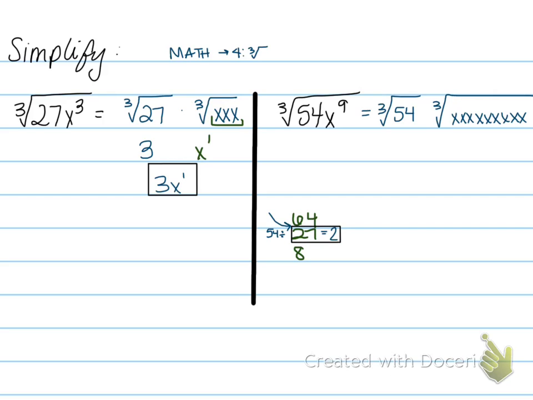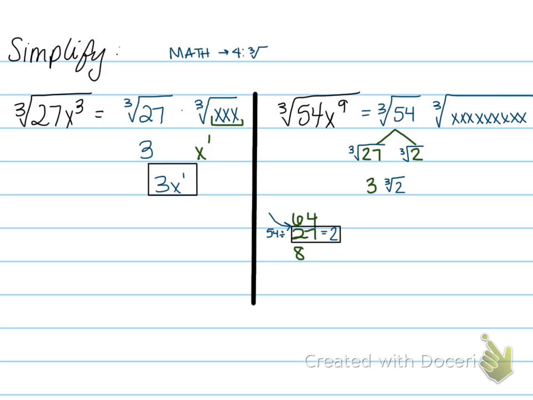So I'm going to take 54 and separate it into 27 and 2. Don't forget to put both of these numbers back inside of the cube root. I'm going to simplify the cube root of 27, either in my calculator or if I remember. So the cube root of 27 is 3. The cube root of 2 is going to be a decimal, so I'm going to leave it as the cube root of 2.